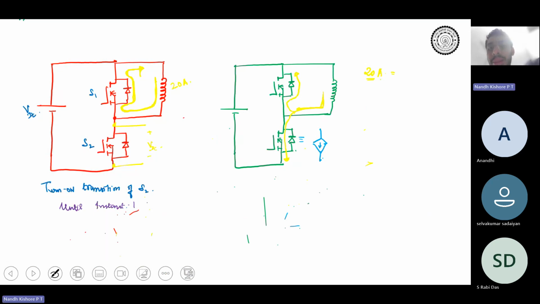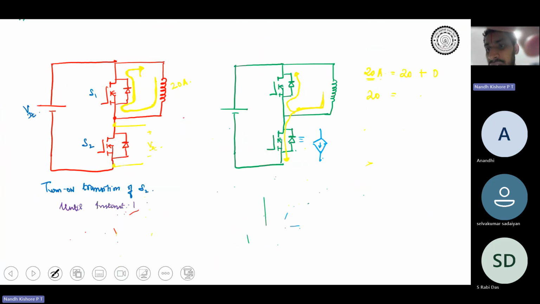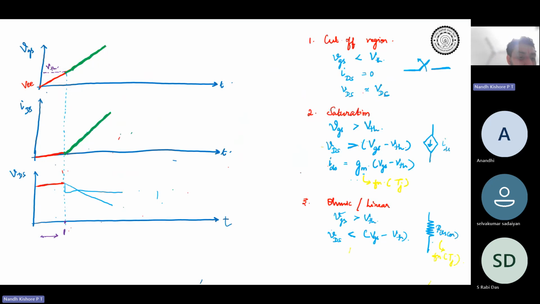Initially, the entire current flows through the top device and no current flows through the bottom device, in case 1. Then the same 20 amperes will split: some part of the current will flow through the antiparallel diode, correct? And some part will flow through the I channel, which is your constant current source. As the gate source voltage increases, this I channel will keep on increasing.